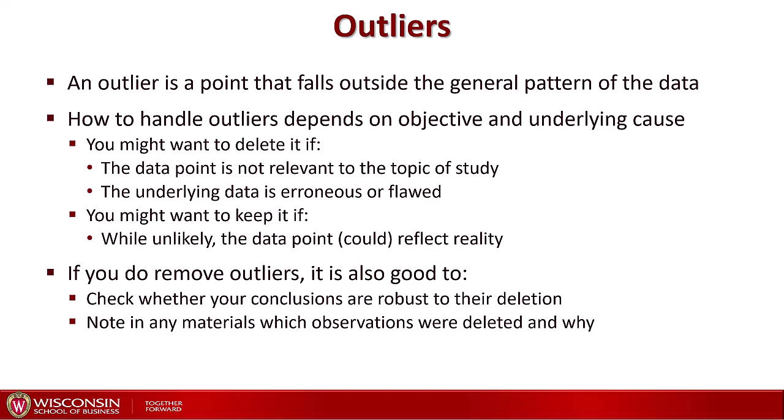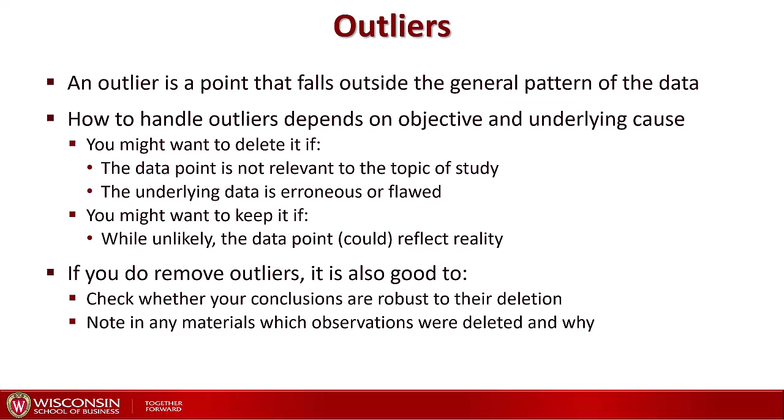If it's just an unlikely data point, we probably want to leave it in our analysis, but we want to run our analysis with and without that point. If you do decide to remove outliers, it's also good to do two things. One, you want to check whether your conclusions are robust to their deletion. The big point here is some analysts have had their entire presentation derailed because they got into an argument about whether or not they should keep an outlier or remove it from the data. If you can say that it doesn't affect your conclusion, then there is no point in debating it.